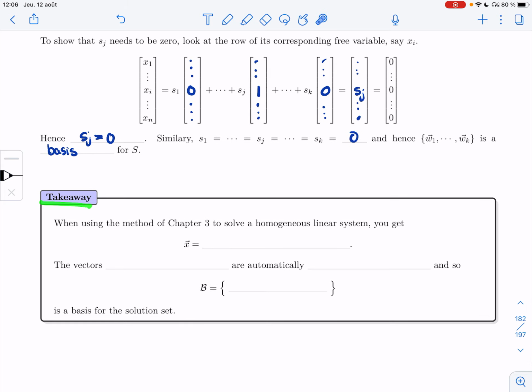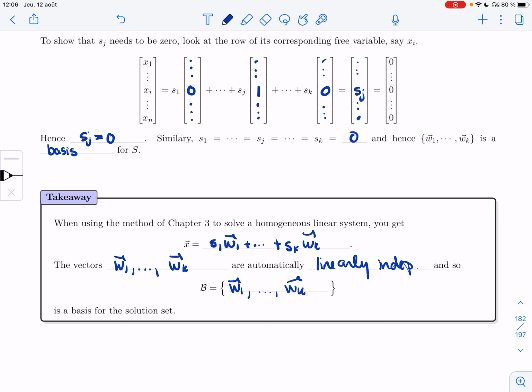All right, so here's a takeaway. When using the method of chapter 3 to solve a homogeneous system, you get x equals s1 w1 plus ... plus sk wk. The vectors w1 to wk are automatically linearly independent. And so B, which is w1 to wk, is a basis for the solution set. All right, so that's it for this chapter.